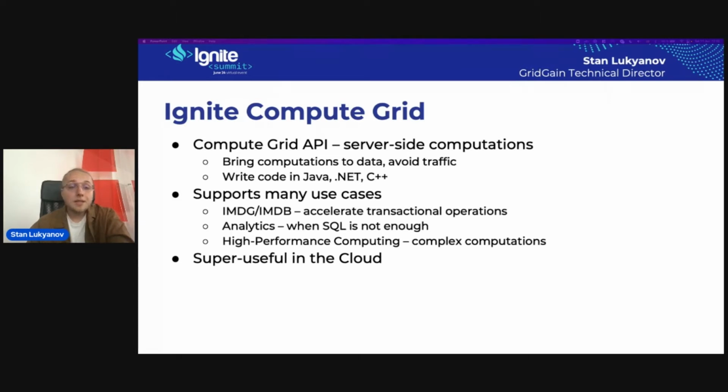And Compute Grid is actually especially useful in the cloud because in the cloud, the latencies are higher, the network traffic is more expensive. A lot of the time, you would even have applications scattered across multiple regions, availability zones, or even cloud providers, or maybe you have an on-prem plus cloud hybrid installation. And then you really might benefit from saving on the network traffic by bringing your computations to where the data is actually stored.